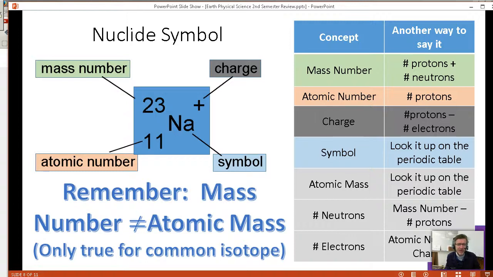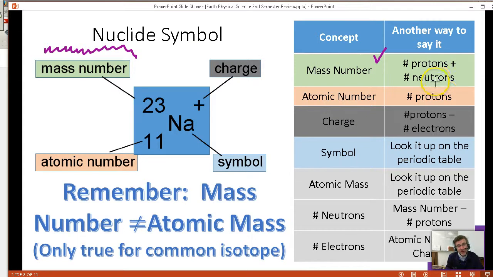All right, we talked a lot about this nuclide symbol, like a shorthand for how to write atoms. You've got the mass number, which is the number of protons plus the number of neutrons. You've got, let's just check it off here. Mass number goes in the upper left.